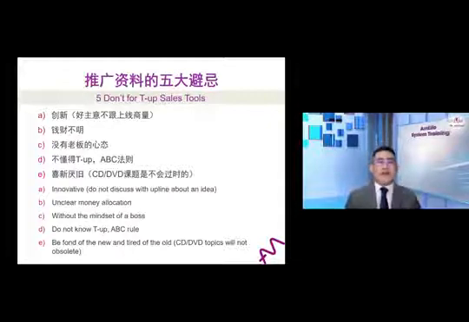And then E is be fond of the new and tired of the old, meaning that do not think that those old materials would be obsolete and it's no use anymore. The newest materials is the best. No, actually, old is gold sometimes. Okay, the Bible has not changed since then till now, right? So it is not always new things will be better. Sometimes the old things stands the test of time because those are those basic principles or the foundations of the success. Okay, so we could always use both together, mix and match.